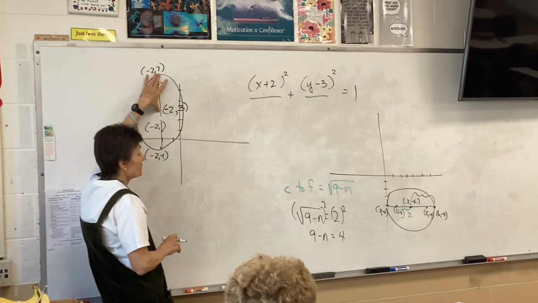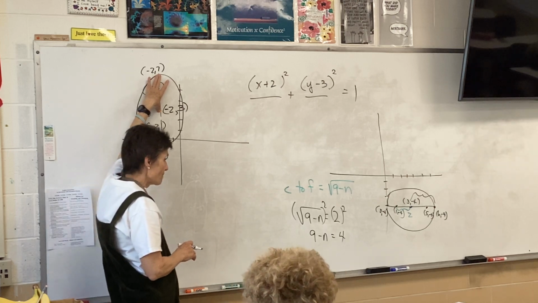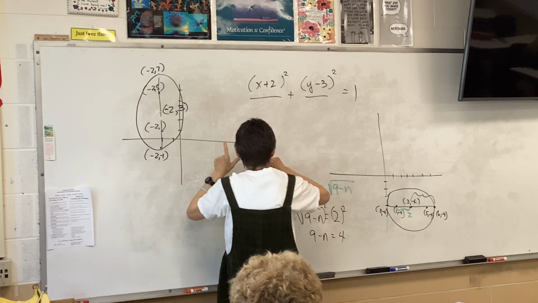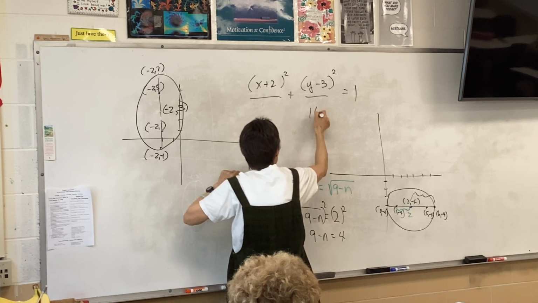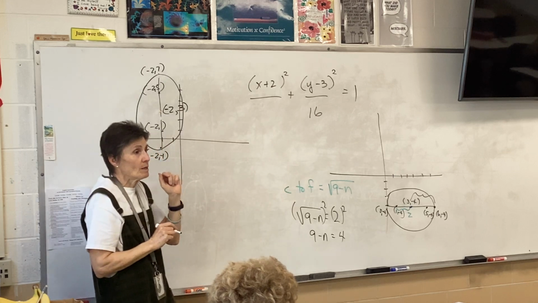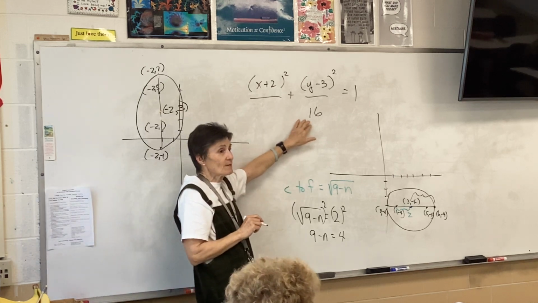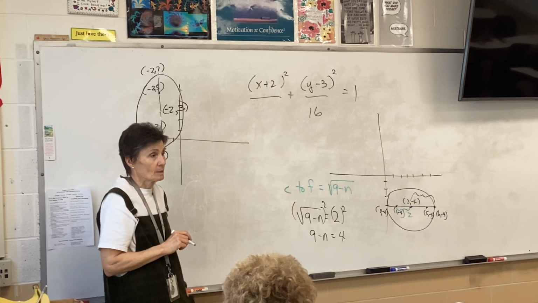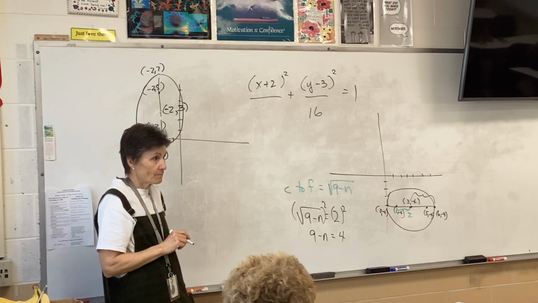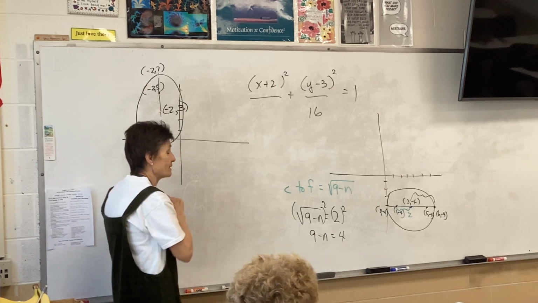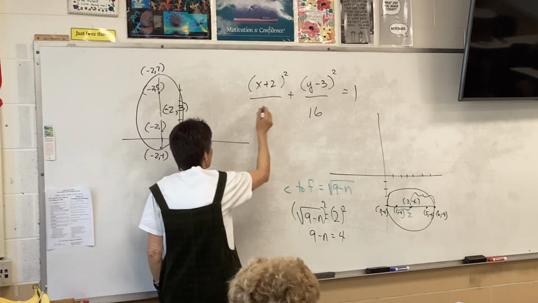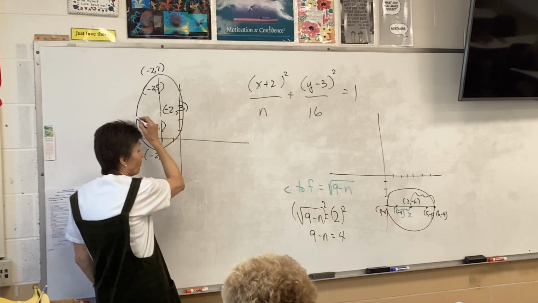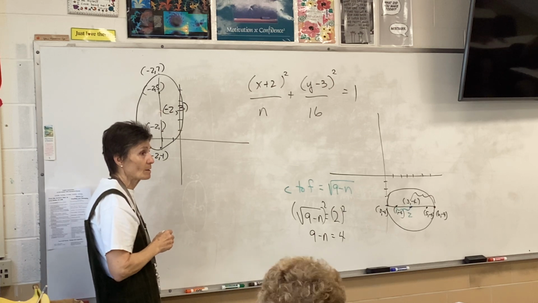So how far up and down did we go? 4, which means what in terms of the equation? 16, where? Under y, because we went up and down 4. The square root of this number is how far up and down we go. Now this is a tricky one, just like the last one. I have no idea what this is. They didn't give me any other information. So I have no idea how far sideways I'm supposed to go.